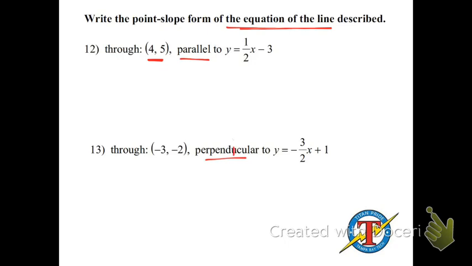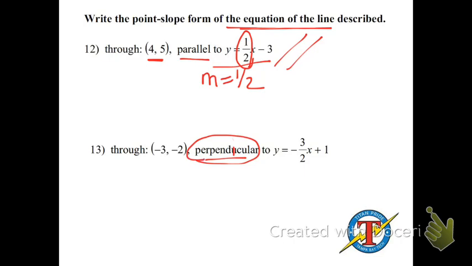Okay, so if it's parallel to this line, then it has the same slope, same slant. So all I need from this piece right here is the 1/2. That is the slope I'm going to use. That's the same as saying that the slope was 1/2. Okay, if it's perpendicular, then the slope, which you see right here, is the opposite reciprocal. Change two things, flip and negate, flip and negate. So I'm going to flip that fraction and change the sign, which will make it a positive.